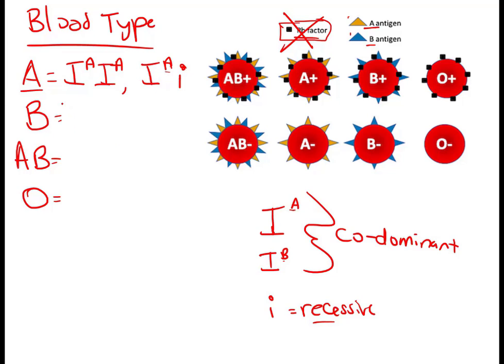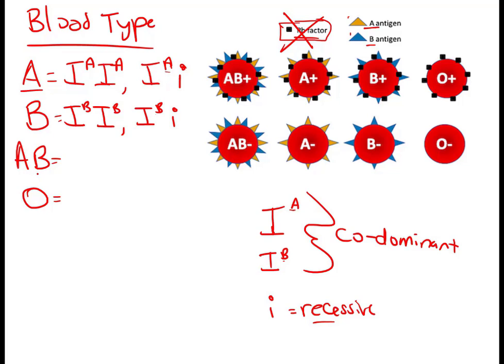What about blood type B? Well, same thing, except there's a B antigen, so you're going to write it like this. If somebody just has 1 copy of the I with the B, and they have 1 little I, the little I is recessive, so it doesn't count. Only the B counts, so they'll also have type B blood.